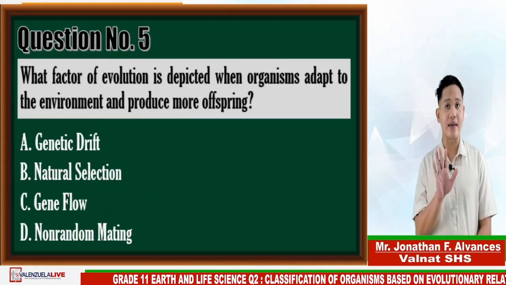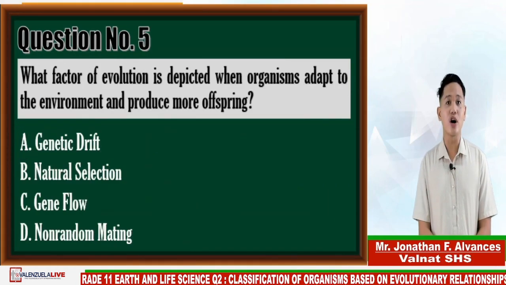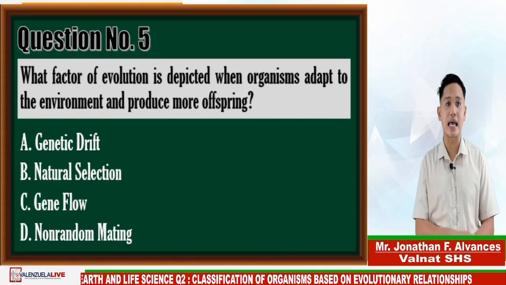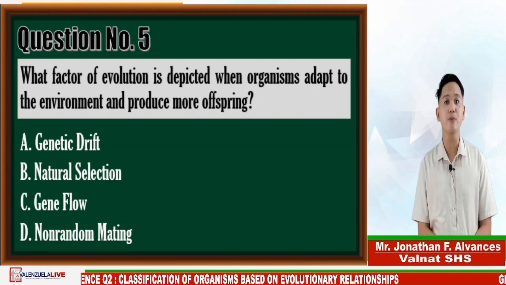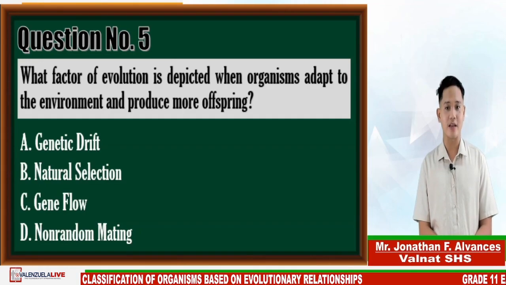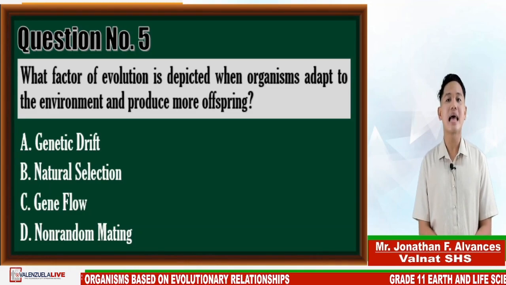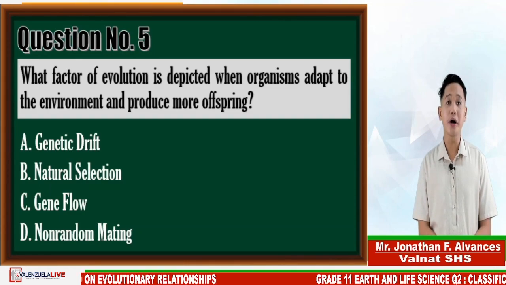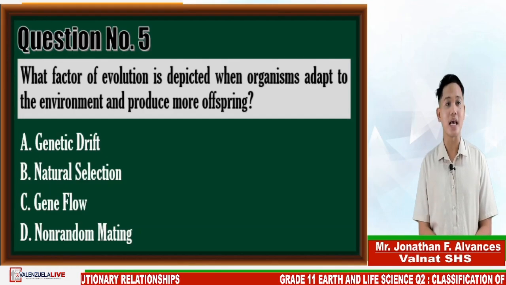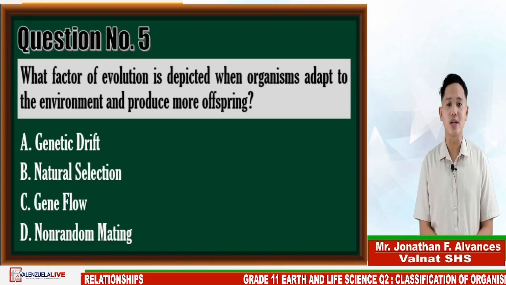Question number 5. What factor of evolution is depicted when organisms adapt to the environment and produce more offspring? A. Genetic drift. B. Natural selection. C. Gene flow. Or D. Non-random mating. Your time starts now.